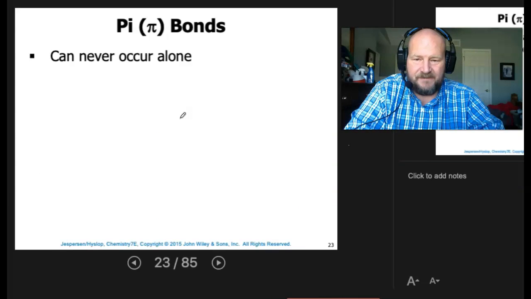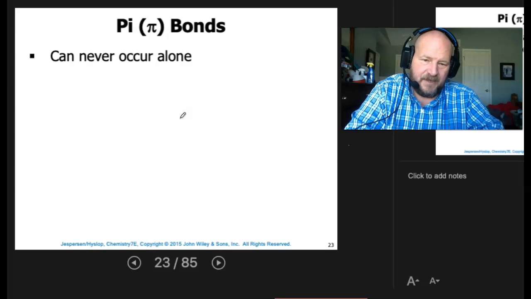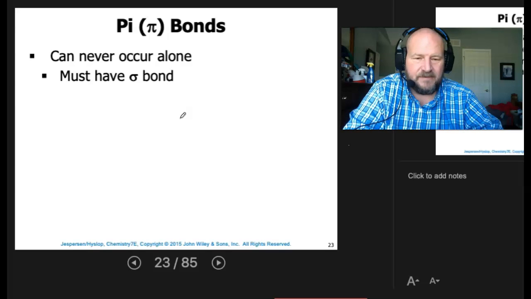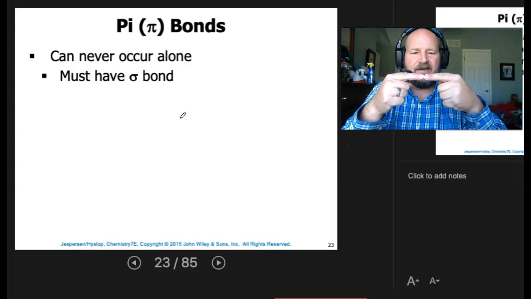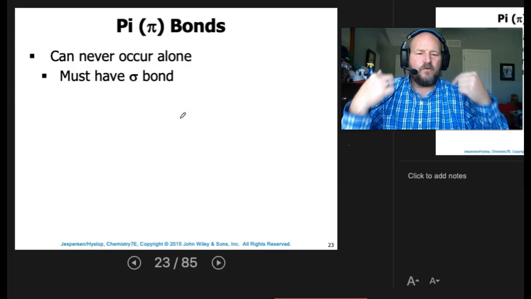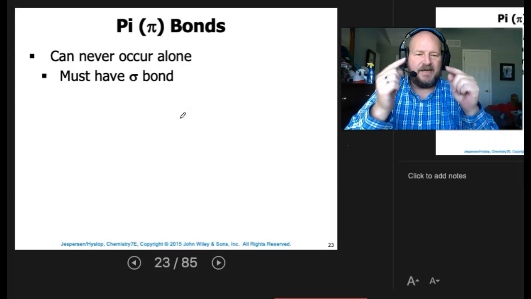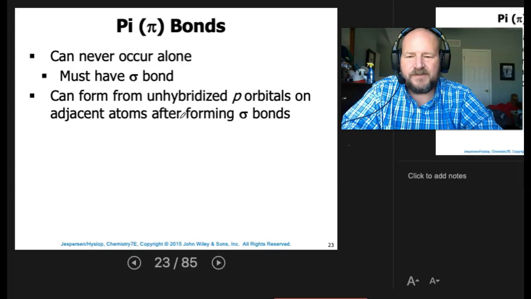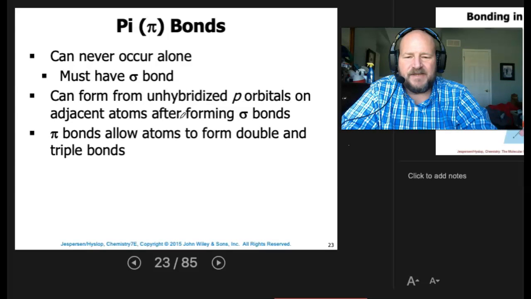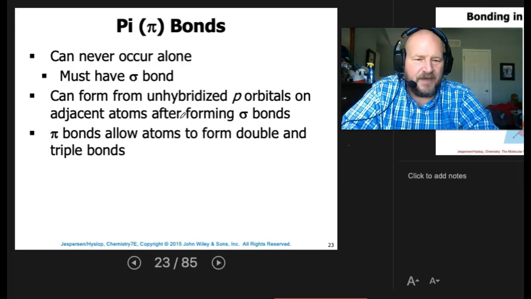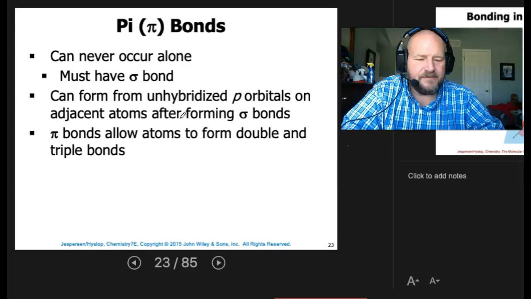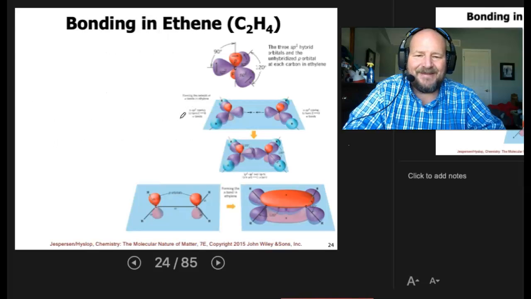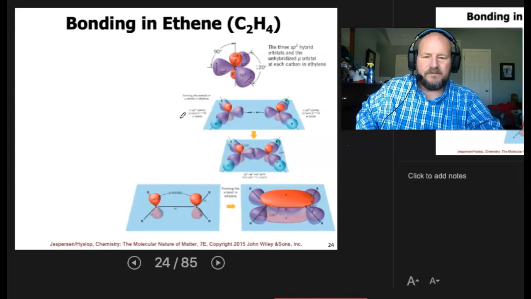So pi bonds can never occur alone. We never make a pi bond unless we first have a sigma bond. So the first interaction has to be head-to-head. Then once we have that head-to-head, the remaining orbitals can interact side-to-side. So we can form them from unhybridized p orbitals on adjacent atoms after forming the sigma bond. Pi bonds allow atoms to form double and triple bonds, and we're going to look at a couple of those cases. So bonding in ethene, C2H4.